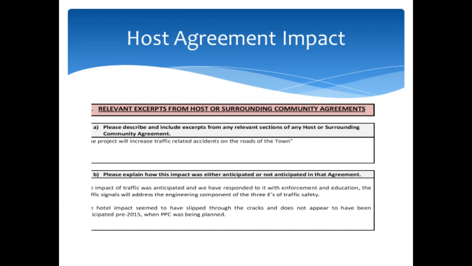And then, please explain how this was anticipated or not anticipated, and we explained, hey, it was anticipated, but we can show stats over the past number of years since Plain Ridge opened, showing the increase in accidents, in motor vehicle complaints and drunk driving, things of that nature.